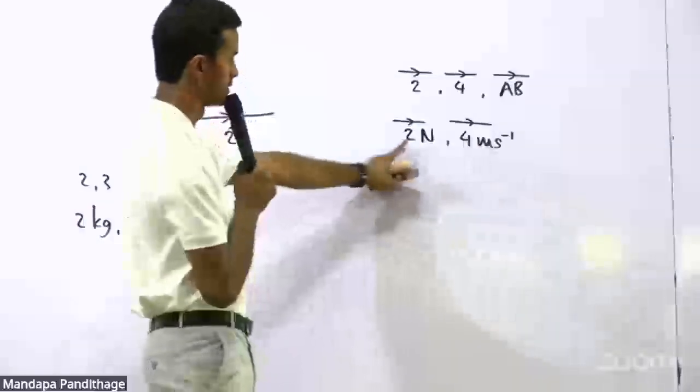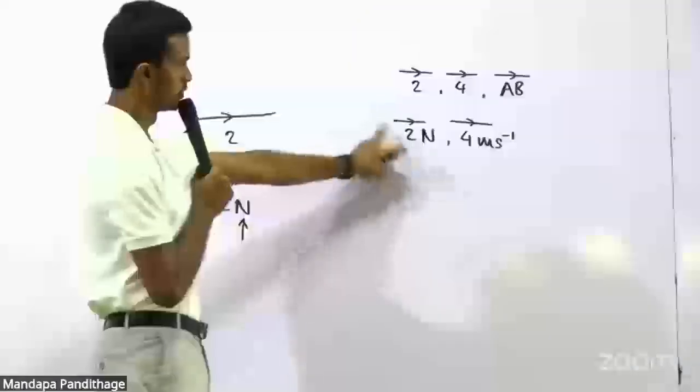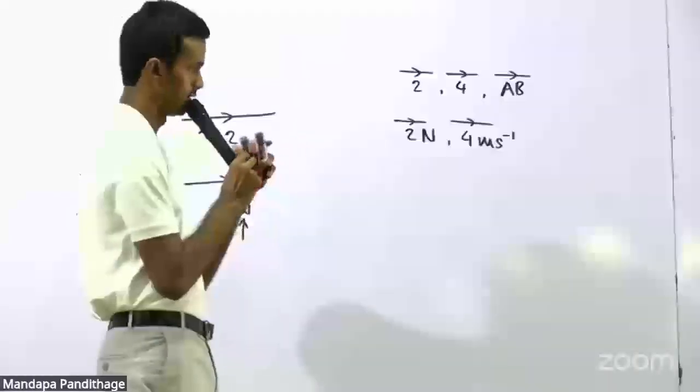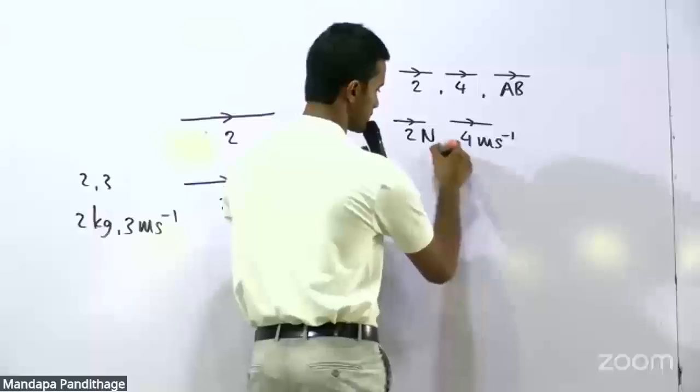Okay, then write this example, 2 newtons, 4 ms minus 1. 2 newtons in this direction, 4 ms minus 1. So we have the unit. When we have the unit, those are quantities.